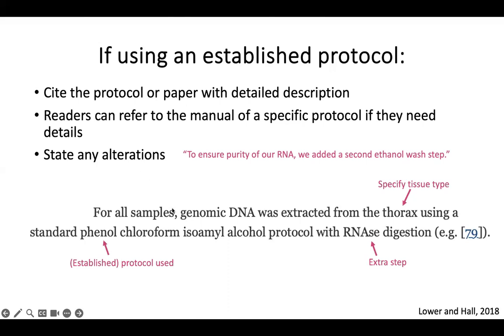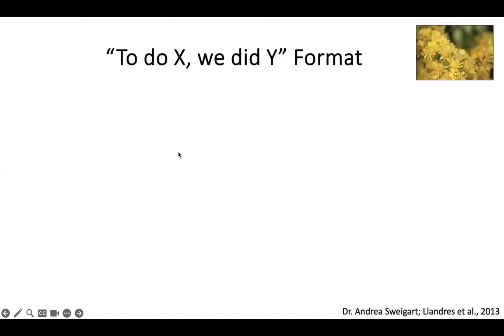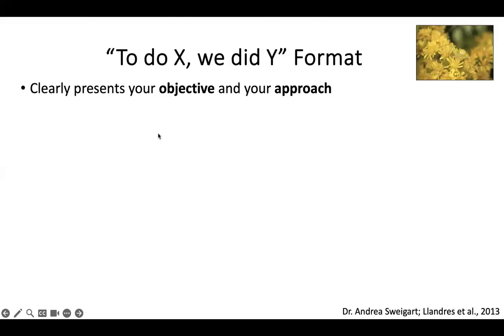So a really good way to help explain why, and to really calibrate your readers to why you're doing certain methods, is this format called "to do X, we did Y." In other words, this format helps you clearly present your objectives and your approach. To do X, to do your objective, we did Y, we did this approach.